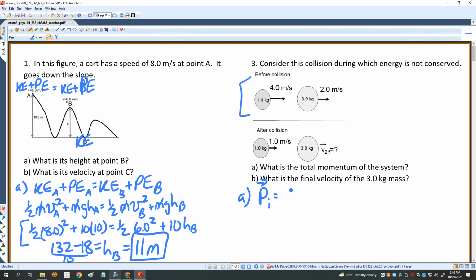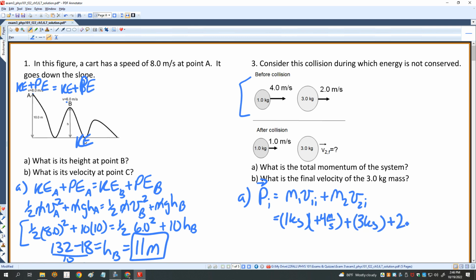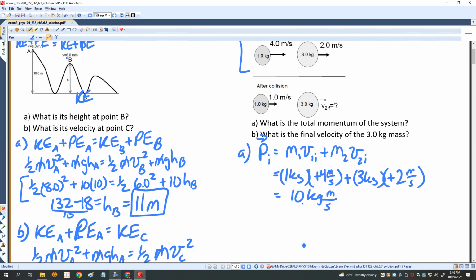That's going to be m1 v1 initial plus m2 v2 initial. That's going to be 1 kilogram times positive 4 meters per second. I'm doing the positive because it's to the right, plus 3 kilograms times positive 2 meters per second. And so that's equal to 4 plus 6, which is 10 kilogram meters per second. I'll put a little decimal place there so I know I have 2 sig figs.